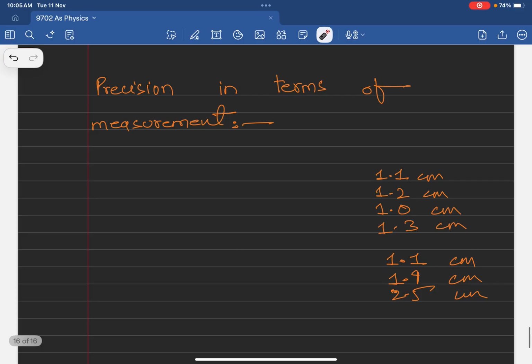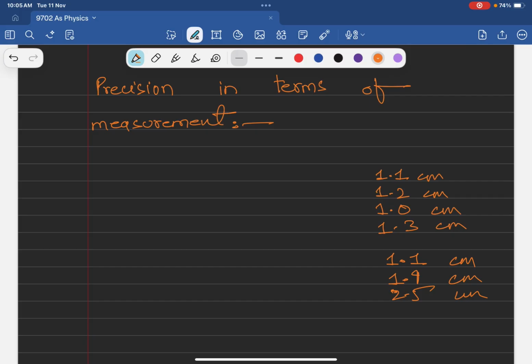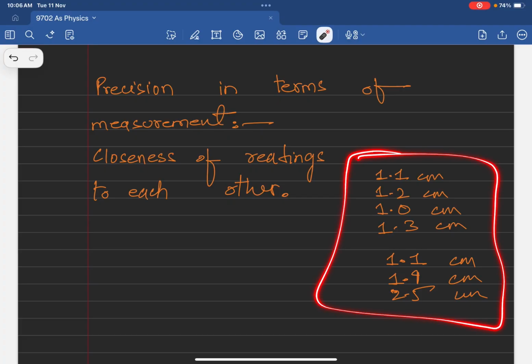So the closeness of readings to each other, how close the readings are to each other. In a measurement, precision is defined as closeness of readings to each other. That's how you define precision in terms of measurement. More importantly, the precision of an instrument is a detailed thing that we have discussed, and the precision in terms of measurement is well explained by the examples that I have listed here.